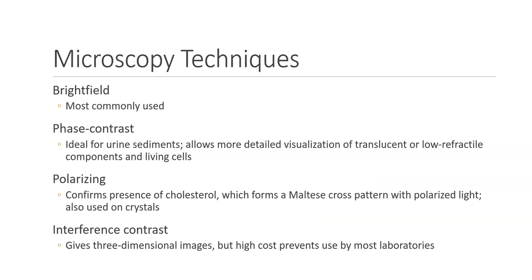There are different types of microscopy techniques that can be utilized to examine urine sediment microscopically. Bright field microscopy is the most commonly used. Phase contrast is ideal for urine sediments. This allows more detailed visualization of translucent or low refractile components and living cells, but it's more expensive. Polarizing confirms the presence of cholesterol, which forms a Maltese cross pattern with polarized light. This is also used on a variety of crystals. Interference contrast gives a three-dimensional image, but the high cost prevents use by most laboratories.